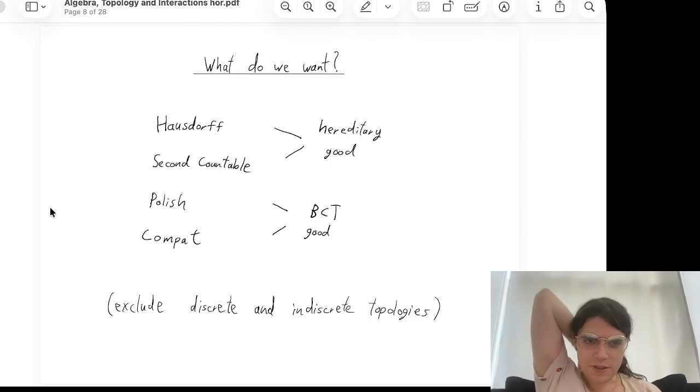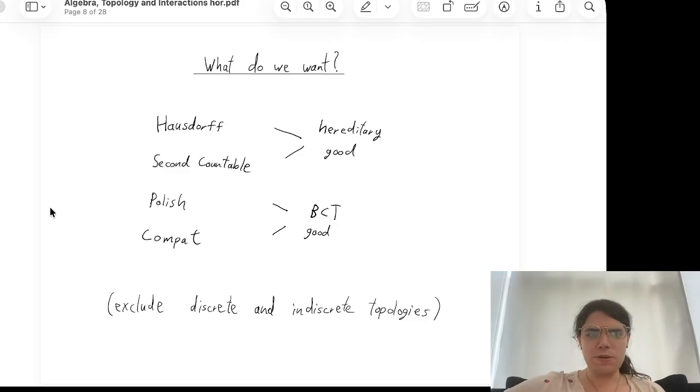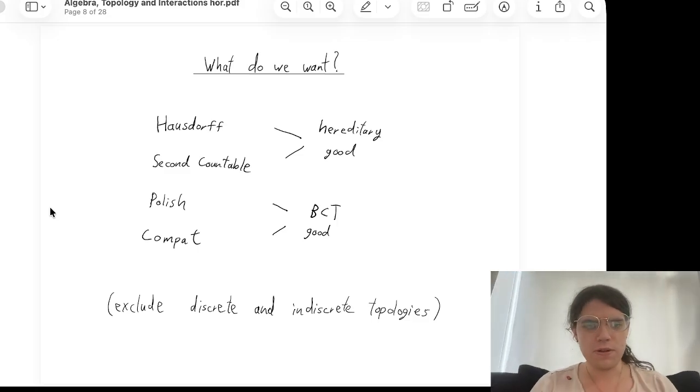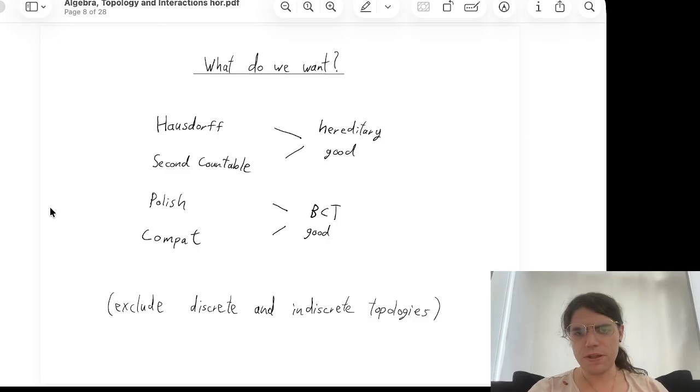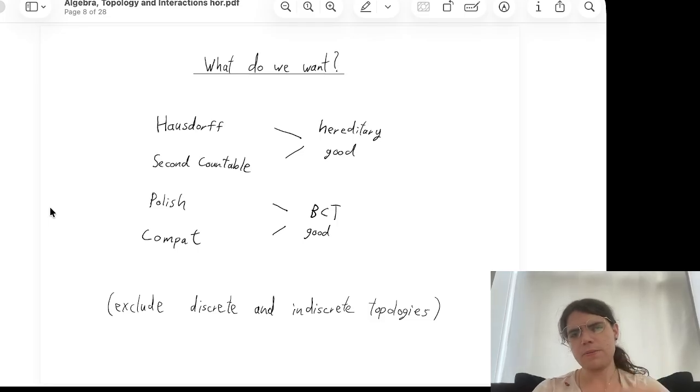Okay, so first I need to sort of exclude certain trivial things. As I mentioned before, the discrete topology on any semigroup is a semigroup topology. The operations are continuous because everything is continuous when you use a discrete topology. And by similar reasons, the indiscrete topology, where only the empty and universal sets are open, has the same property. So you want to exclude these boring cases which don't tell you much.